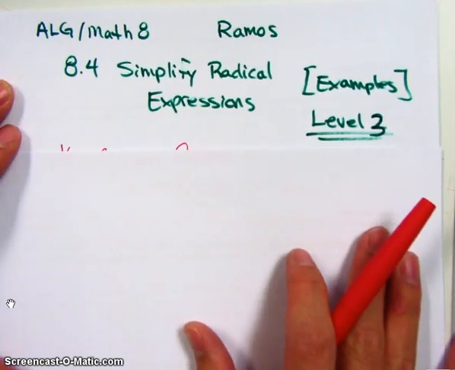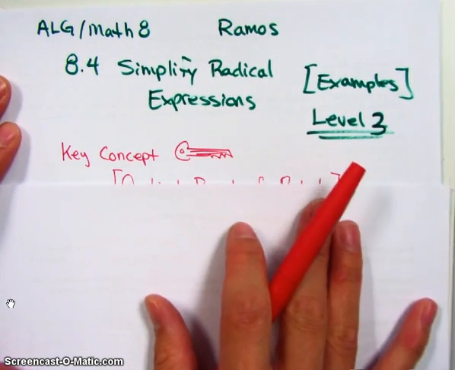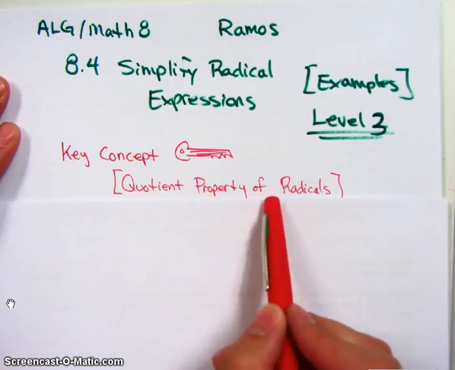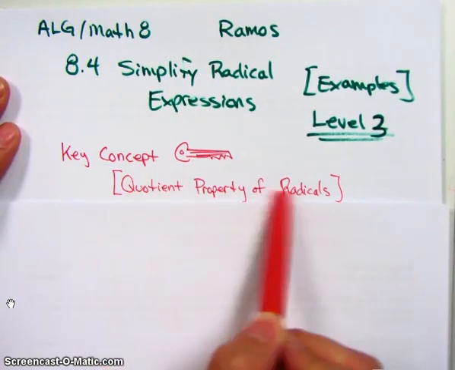All right, level 3 here. Another key concept that we didn't include yet. It's called the quotient property of radicals. Quotient means division, property of radicals.